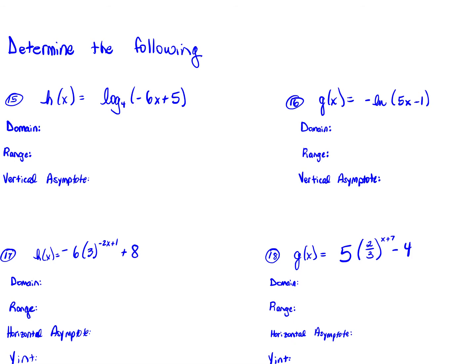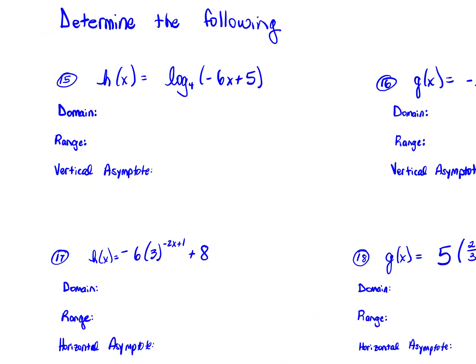So with exponents, you're going to have your domain that's automatically all real numbers, which means in your log functions, your range will be all real numbers. If you look at number 15, you have h of x is equal to log 4 of -6x plus 5. We got a log function here, which means your range is automatically all real numbers. So from -infinity to +infinity. Your log function starts off looking more like this.